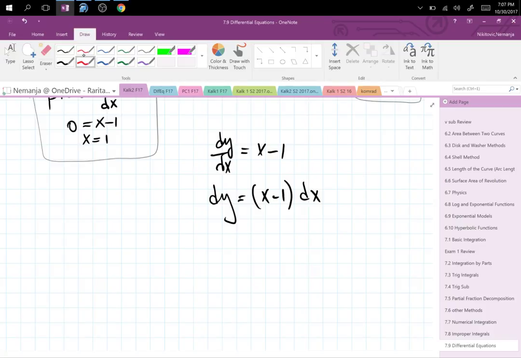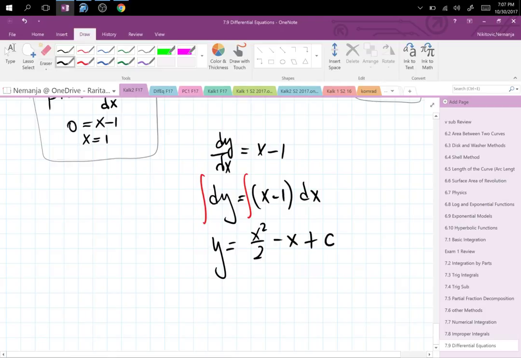As you integrate both sides, using the separation of variables, we get y is equal to x squared over 2 minus x plus c. Now, if your mind doesn't explode right now, you have no emotion, you should quit whatever you're majoring in, because this is clearly needed for it.